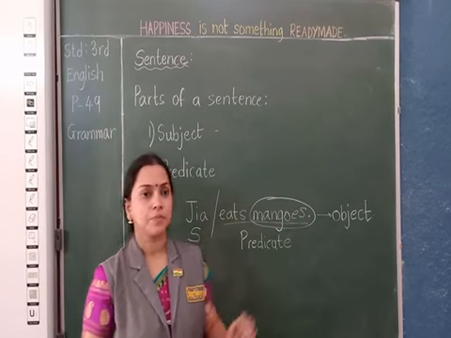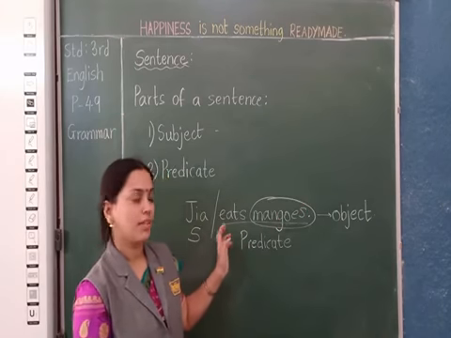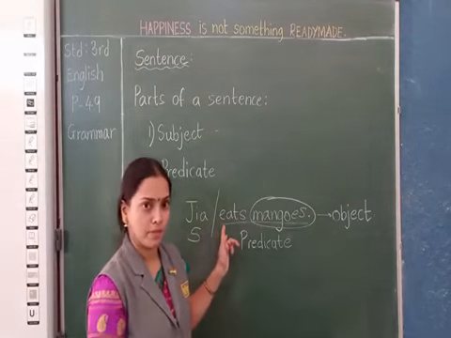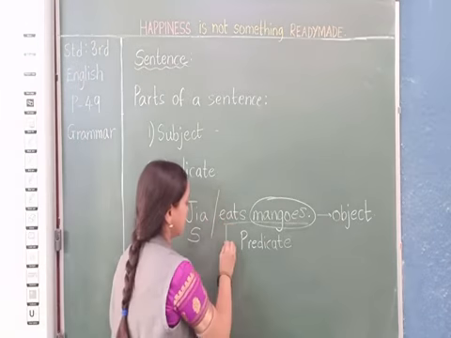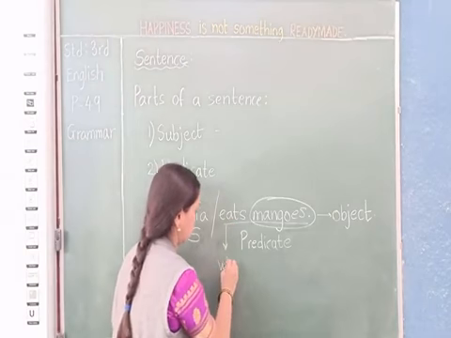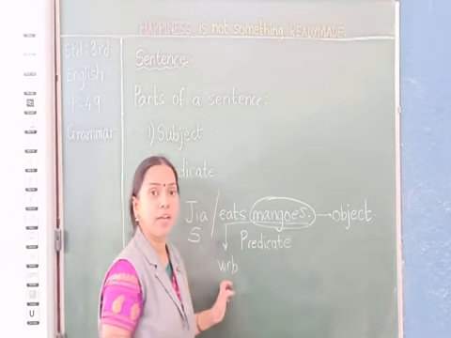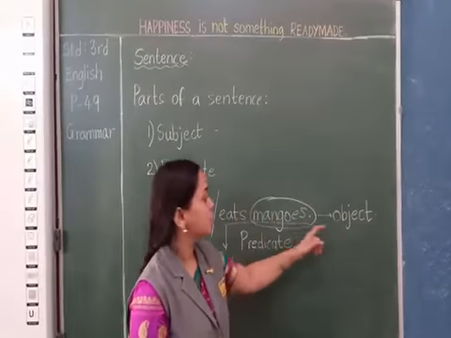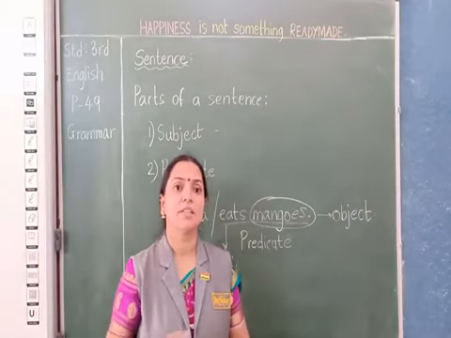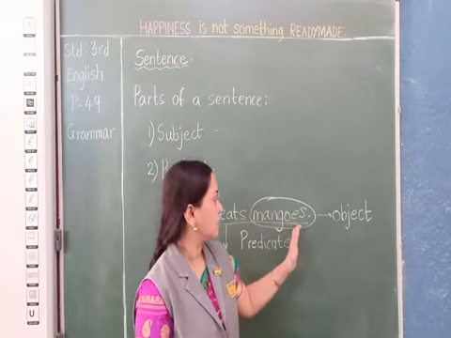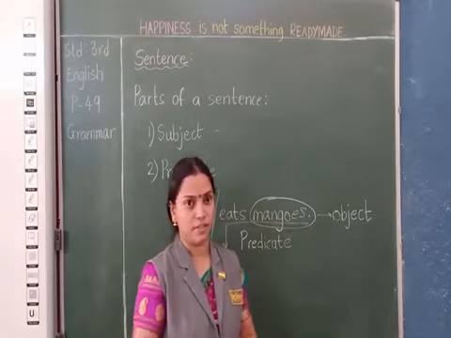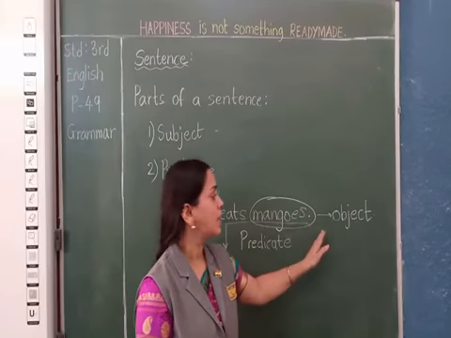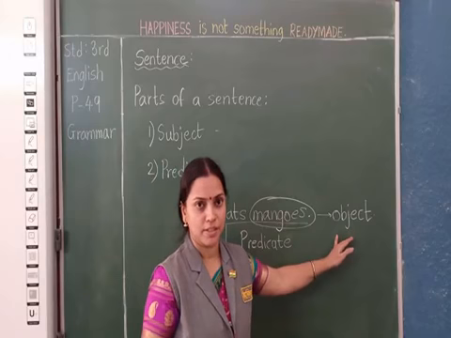You already know that here in this sentence, eats is the verb. Eats is the verb and the action of eating is done on mangoes. So object is the thing on which the action is done. Here the action of eating is done on what? Mangoes. So in this sentence, mangoes is our object.